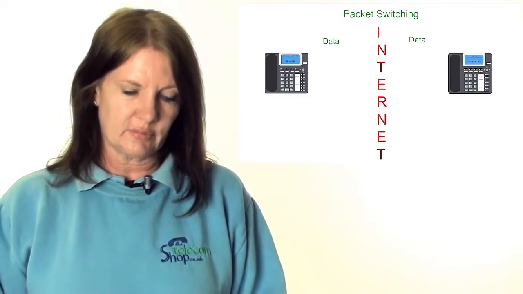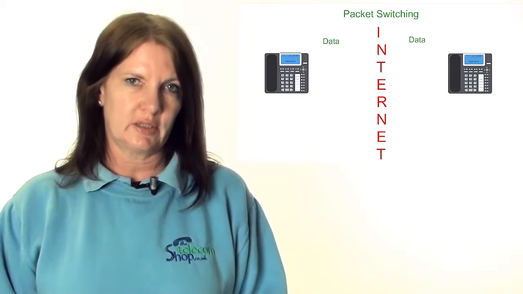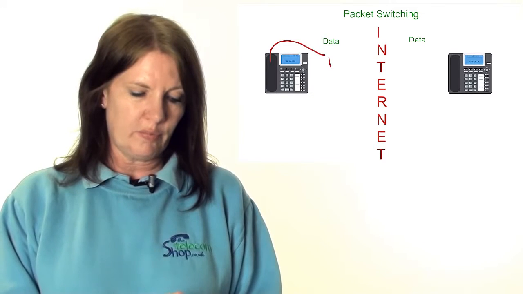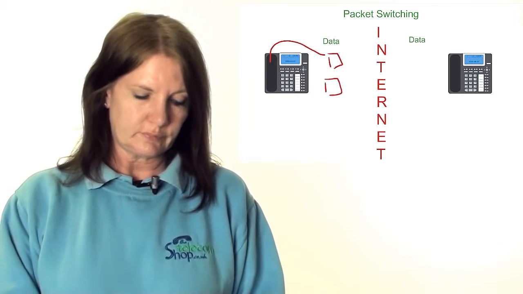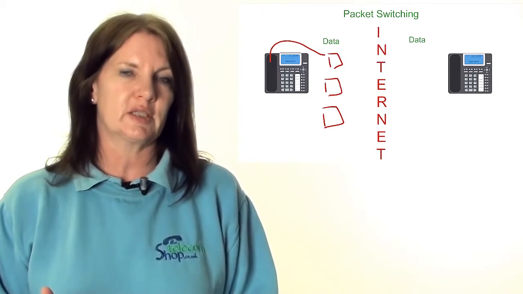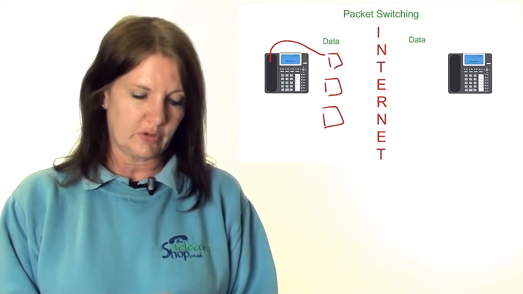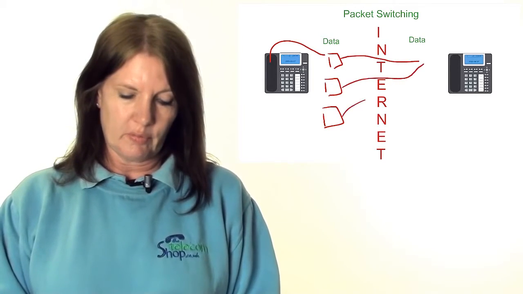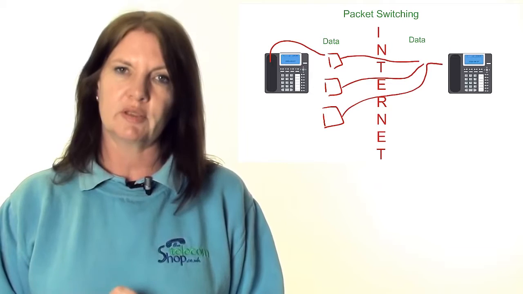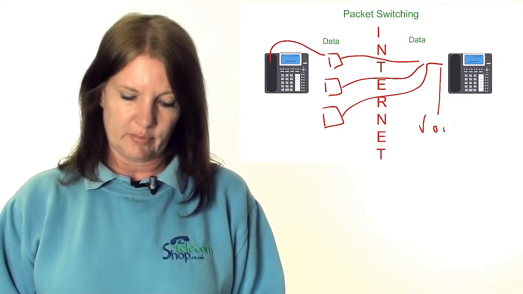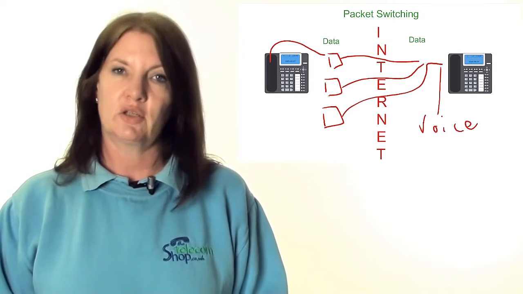Now, with IP systems, a system called packet switching is in use, and this is where your voice is broken down into small packets of data which are transmitted via the internet using much the same system as, say, a music file or an email would be transmitted. They may not all go the same way, but they will all end up at the recipient's phone. And when they get to the recipient's phone, they will be reassembled back into your voice.